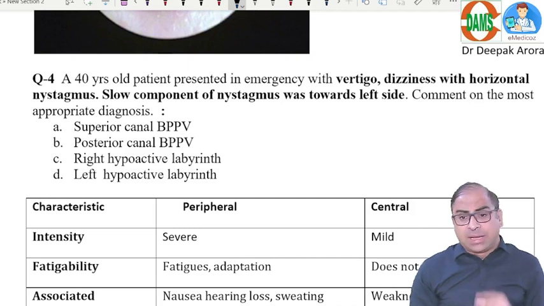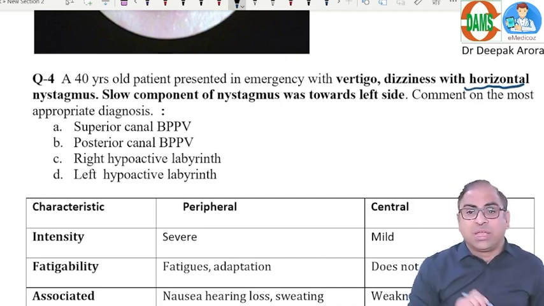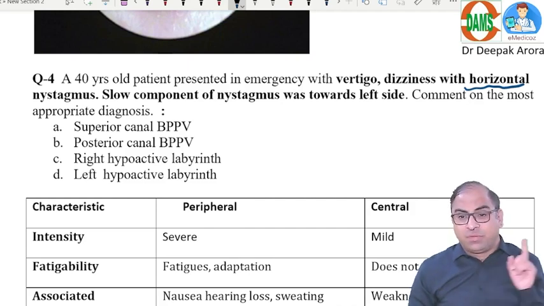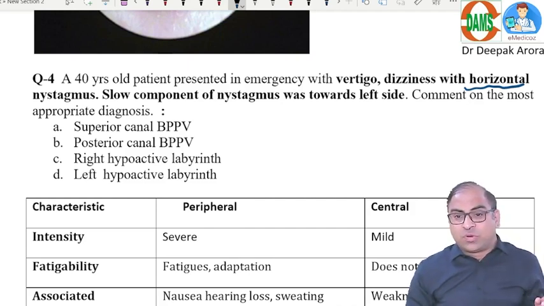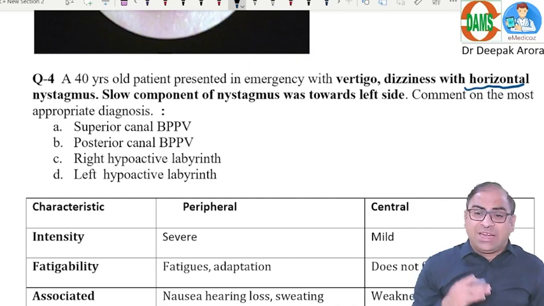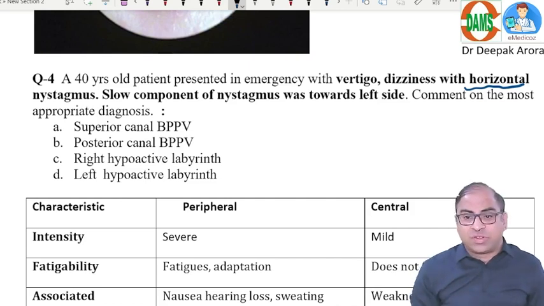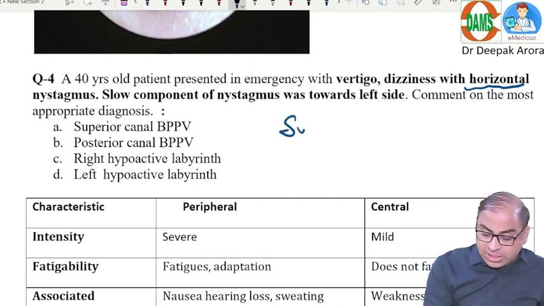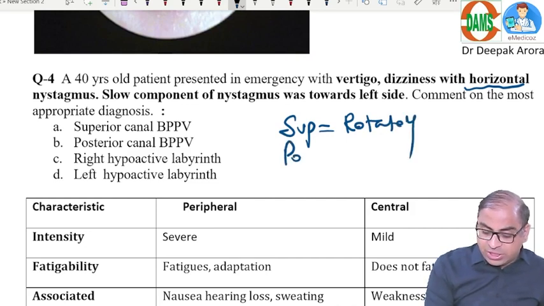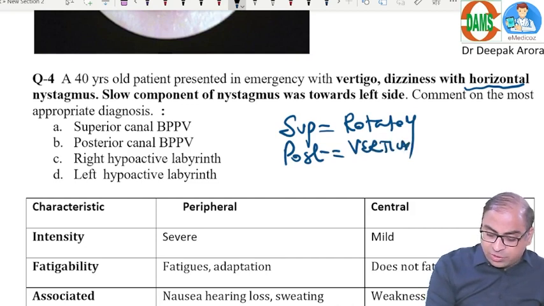Again, I appreciate the examiner for giving the keyword horizontal nystagmus. If you open your notes, we have just highlighted this point. Lateral canal cannot have horizontal nystagmus is not the rule, rather the golden rule which we follow: if the superior canal is involved, it will be rotatory. If the posterior canal is involved, it is vertical. And if the horizontal canal, the lateral canal, it will be horizontal.